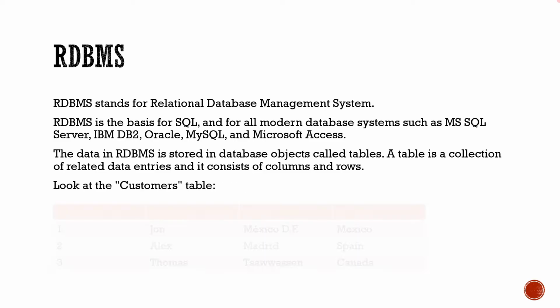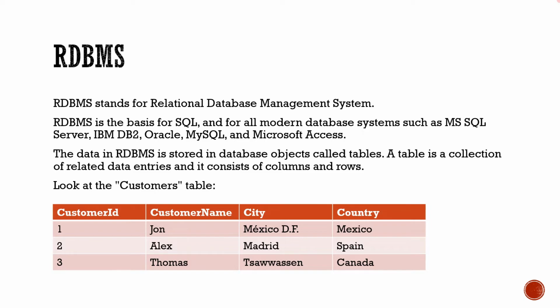Look at a customer table. There are 4 fields or columns: customer ID, customer name, city and country, and each has 3 records or rows. Example: select star from customer. That is a SQL select query that retrieves all records from the customer table.